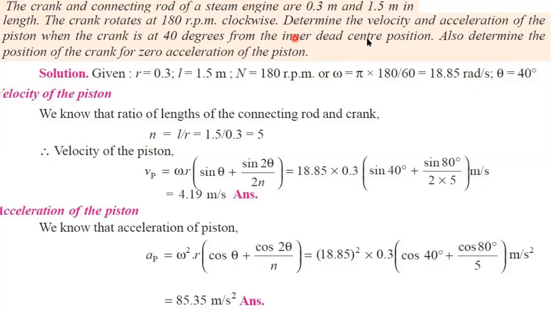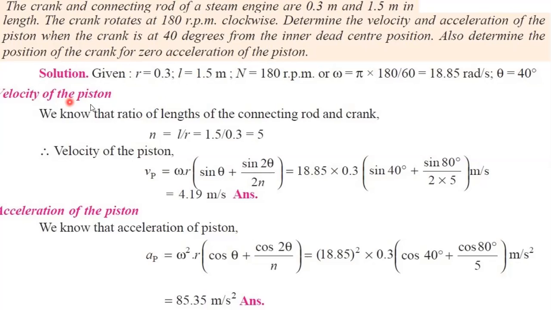Determine the velocity and acceleration of the piston when the crank is rotating at 40 degree from inner dead center position. So theta is equal to 40 degree. Determine the position of the crank for zero acceleration of the piston. So we need to calculate the velocity and acceleration of piston when the crank is at 40 degree from inner dead center position, and the position of the crank at zero acceleration of the piston. So these are the given data.